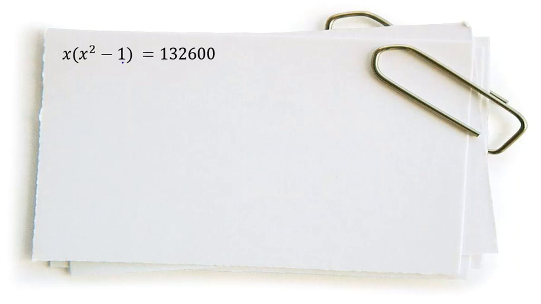x times (x squared minus 1) equal to 132,600. We want to find x, where x is a real number. First, on the left hand side, you can say x squared minus 1 is (x minus 1) times (x plus 1). And then we can say it is equal to this.